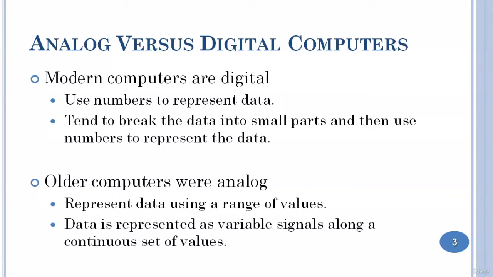Older computers were analog computers. Analog computers represent data using a range of values. In analog computers, data is represented as variable signals along a continuous spectrum of values.